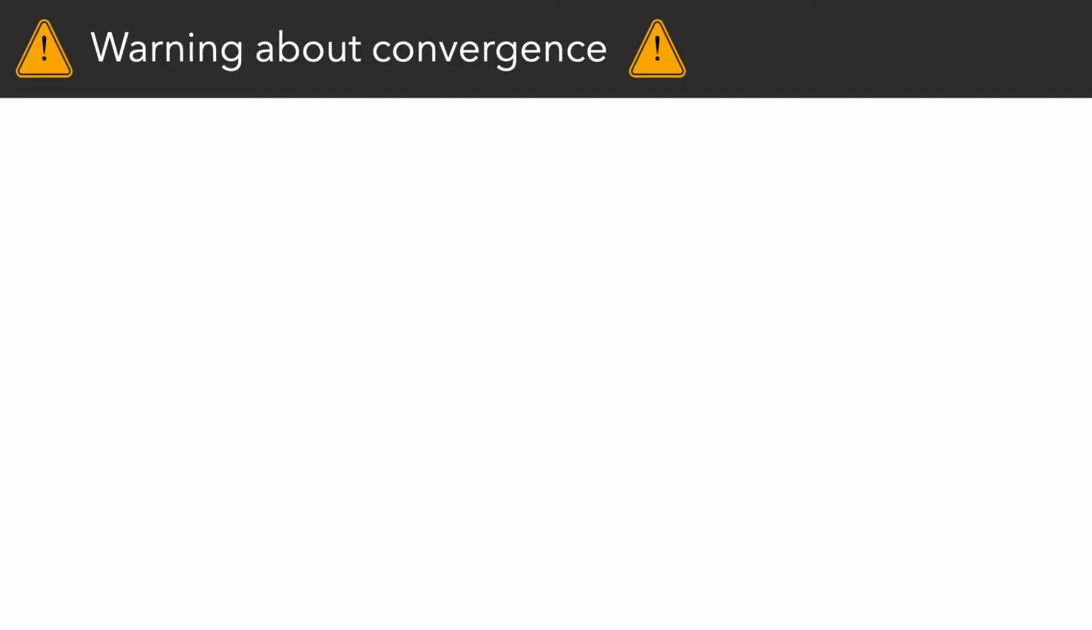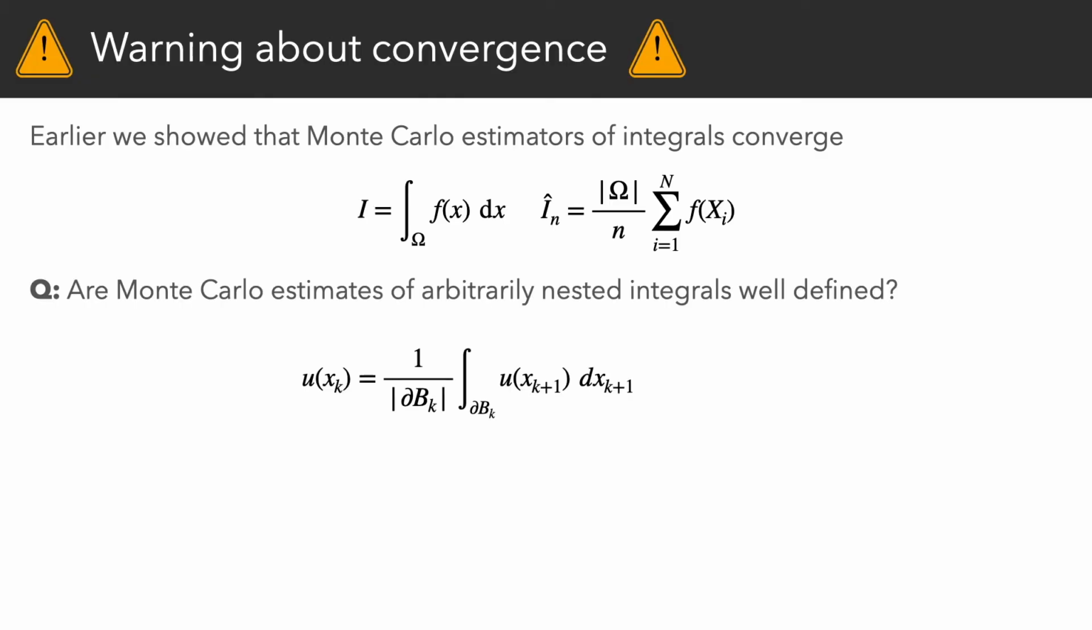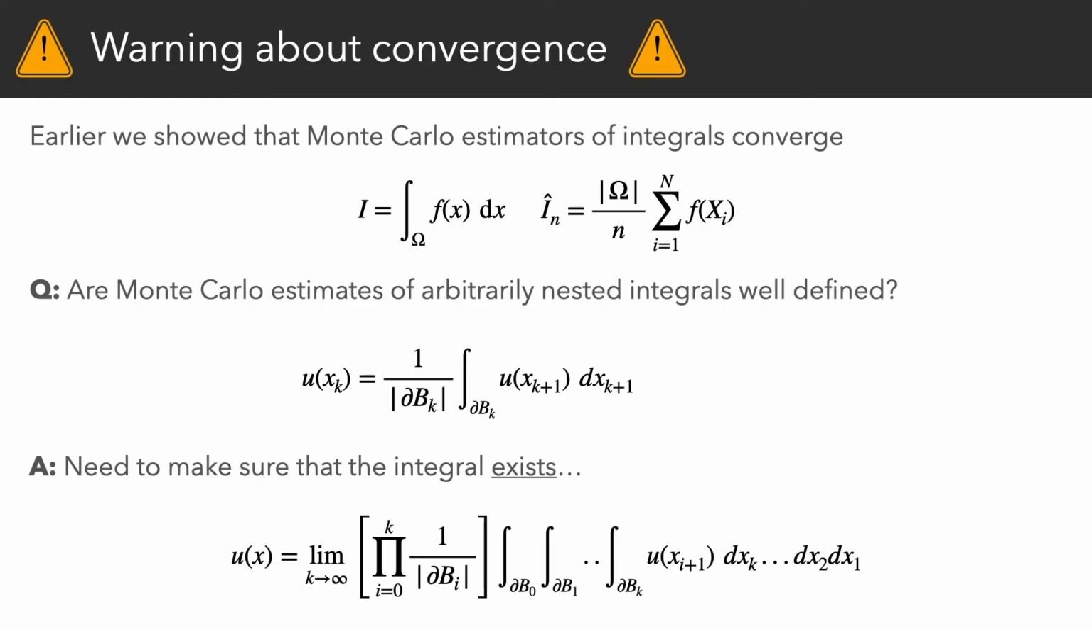Like rendering, we need to be mindful of our recursive integrals. So we only proved that the Monte Carlo estimator of a single integral converges, but we didn't say anything about arbitrarily nested integrals. Are Monte Carlo estimates of these integrals well defined? All we need to do is make sure that the integral exists, and then the Monte Carlo estimator will also be well defined.